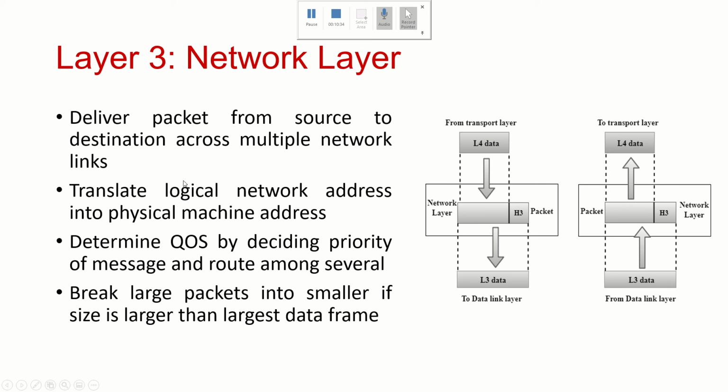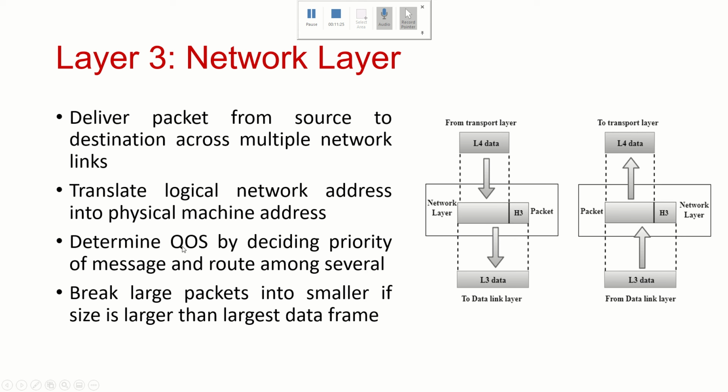The next function of this layer is to translate the logical network address into physical machine address. We have already seen that different machines accept data in different formats. Each machine has its own format of accepting data so that it can read and understand it properly. So this layer's function is to translate the logical network address into physical machine address, because the link between the sender and the receiver will understand only the physical address, the machine language. The data here contained the network address, so the network layer translates the network address into physical machine address so that the link understands what the data is, what the address is, and can then send it successfully to the receiver side.